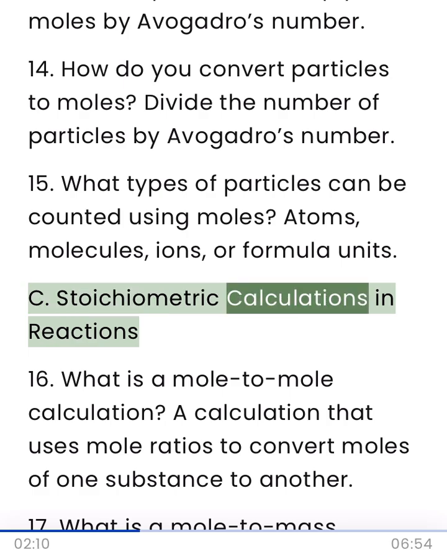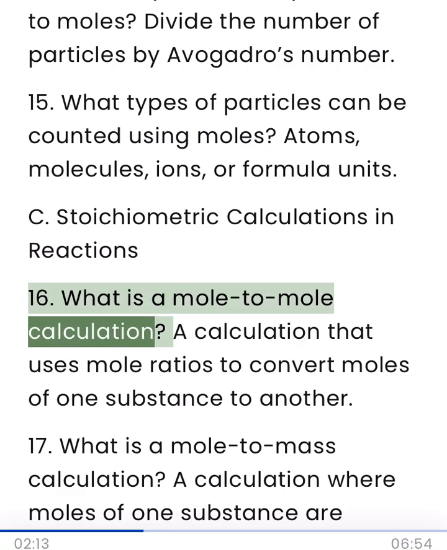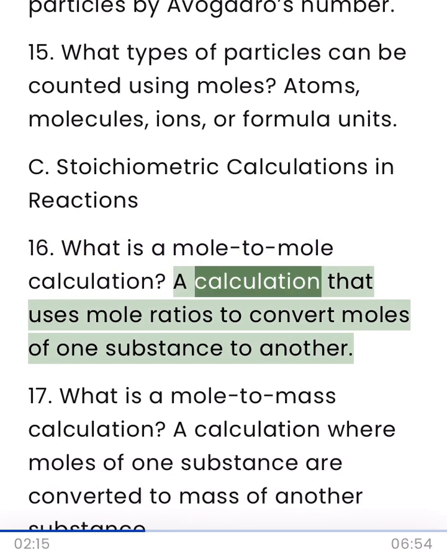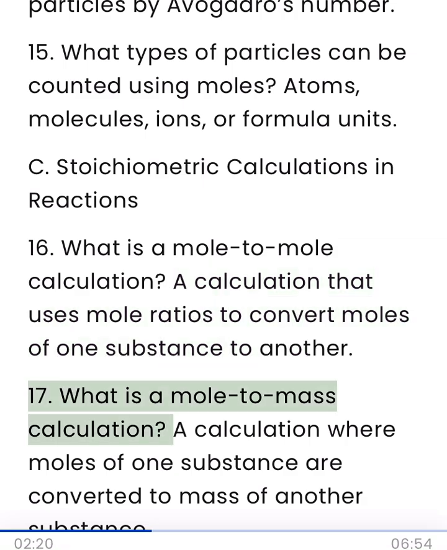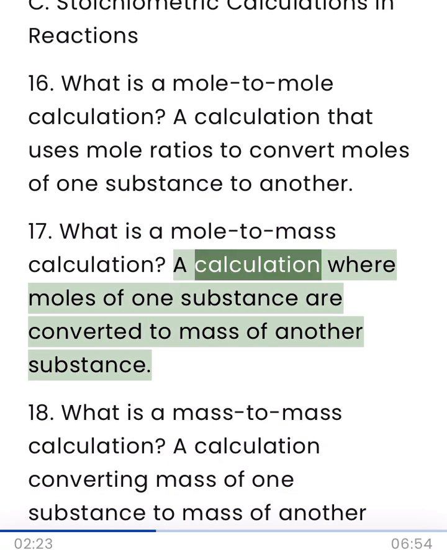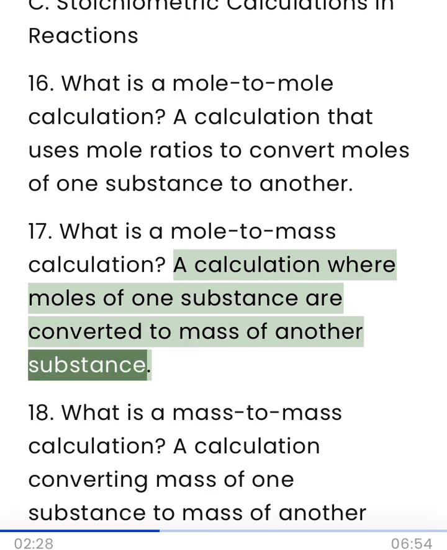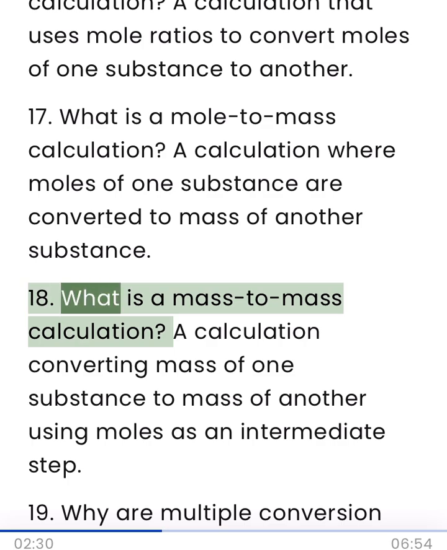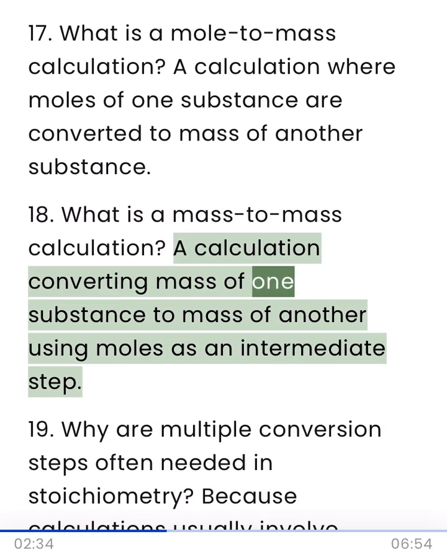C. Stoichiometric calculations in reactions. 16. What is a mole-to-mole calculation? A calculation that uses mole ratios to convert moles of one substance to another. 17. What is a mole-to-mass calculation? A calculation where moles of one substance are converted to mass of another substance. 18. What is a mass-to-mass calculation? A calculation converting mass of one substance to mass of another using moles as an intermediate step.